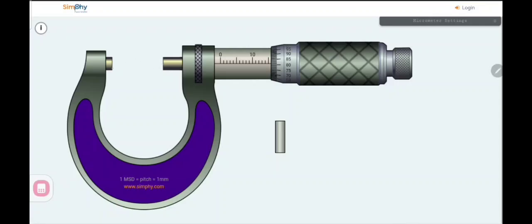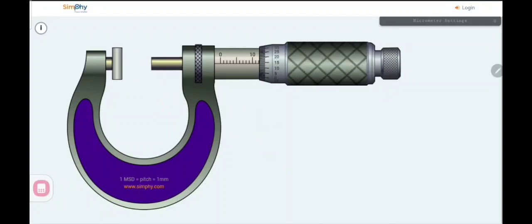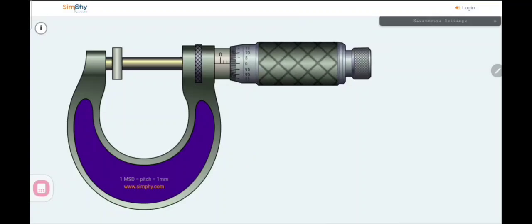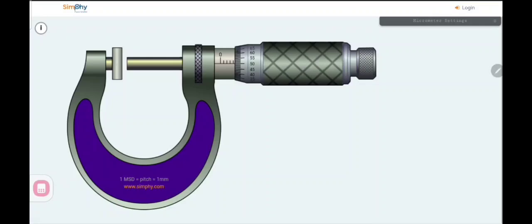Usually you'll find the distance between this stud and this screw. For example, if I keep a cylinder here and tighten it, then I can find the gap between these two by using the screw gauge, which is actually the diameter of the cylinder. And if I keep this cylinder in the horizontal position, then I can find the length of this cylinder.